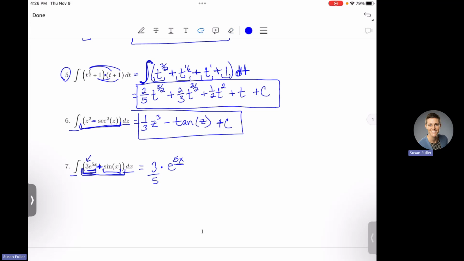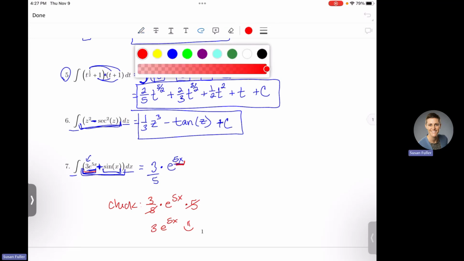So now that I have 3/5 times e to the 5x, go ahead and take the derivative of that just to make sure we get 3e to the 5x. I'm just going to check myself on this because it's hard when you have more than just an x up here. So the derivative of this is going to be 3/5 times the derivative of e to the stuff, which is e to my stuff times the derivative of my stuff. The derivative of 5x is 5. And notice this 5 cancels this one, and I get 3e to the 5x, which is what I wanted.